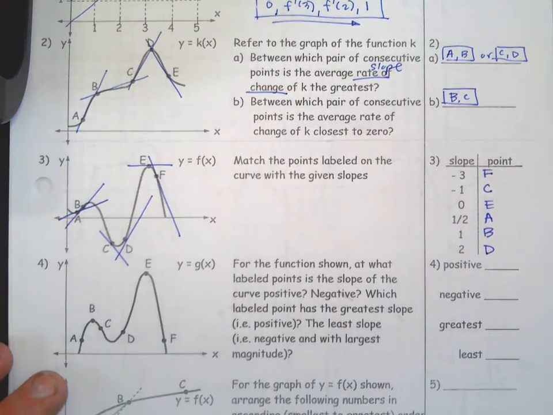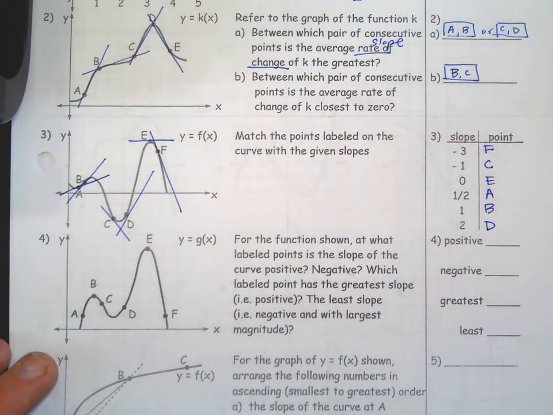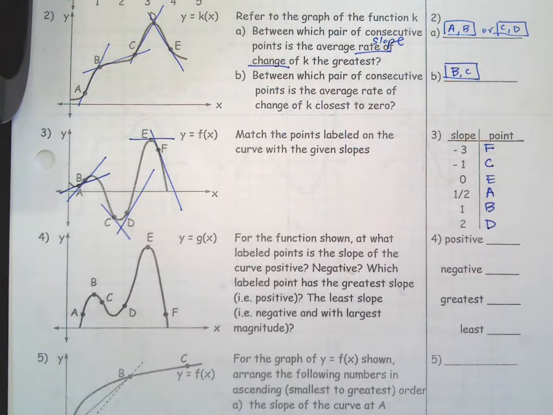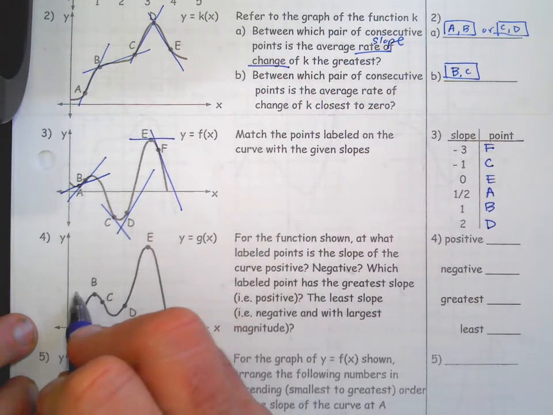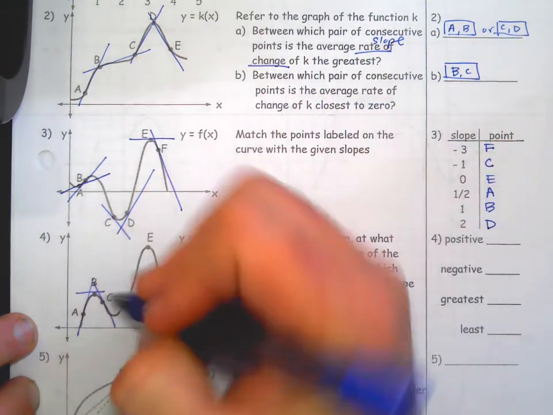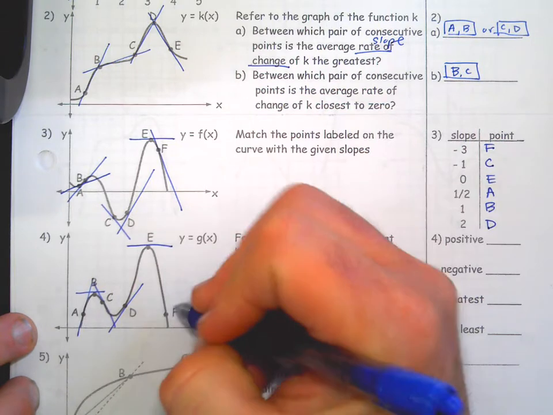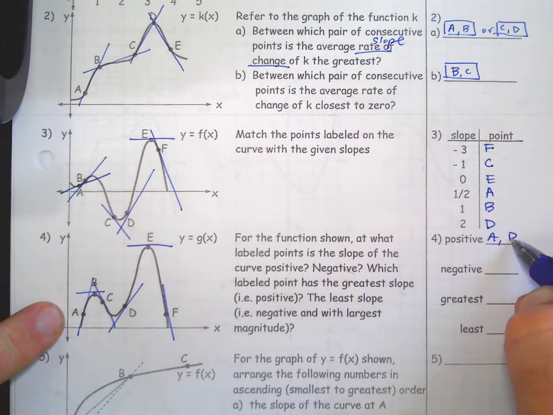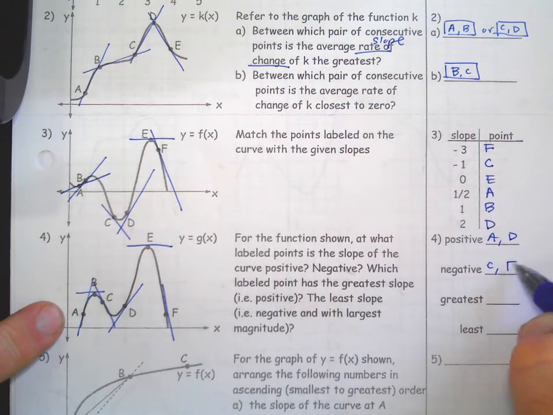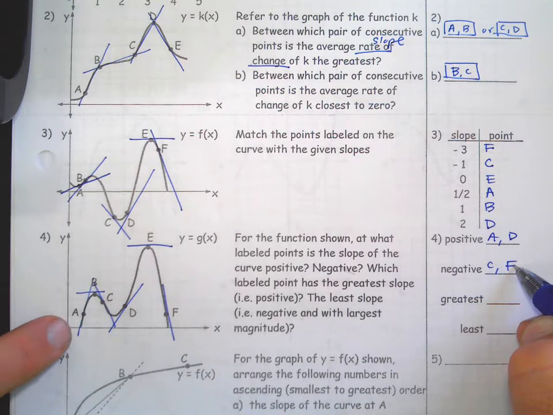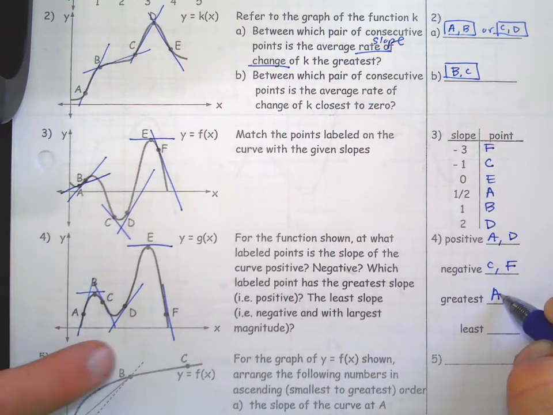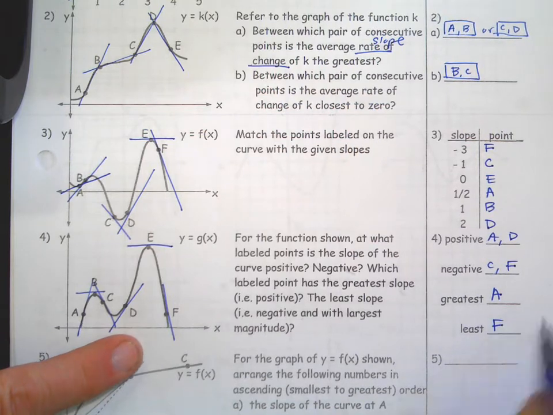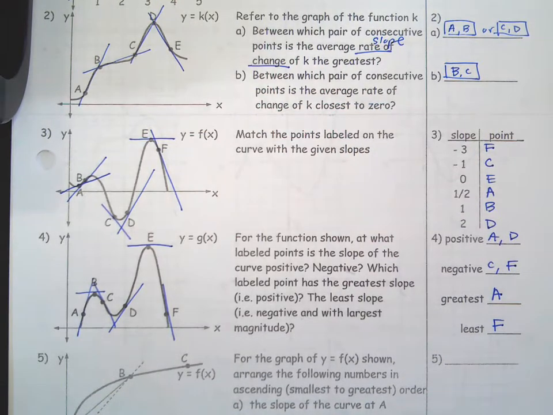Okay, for the function shown, at what labeled points is the slope of the curve positive, negative? Which labeled point has the greatest slope? Which has the least slope, most negative? So, say this is 0. That's positive. That's negative. That's positive. That looks like 0. That's negative. So positive slopes, I would say, would be A and D. Negative slopes would be C and F. Greatest would be the biggest positive one, A. The steepest negative one, I think, would be F. So there you go, right?